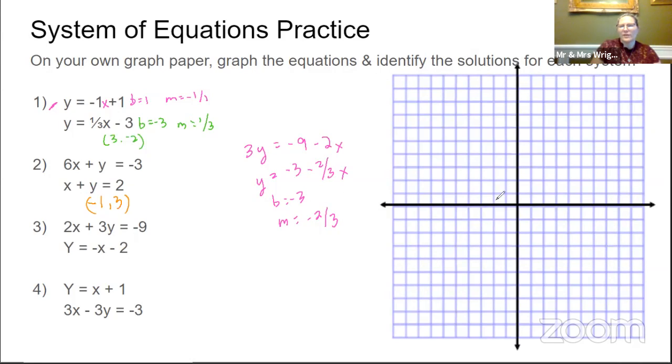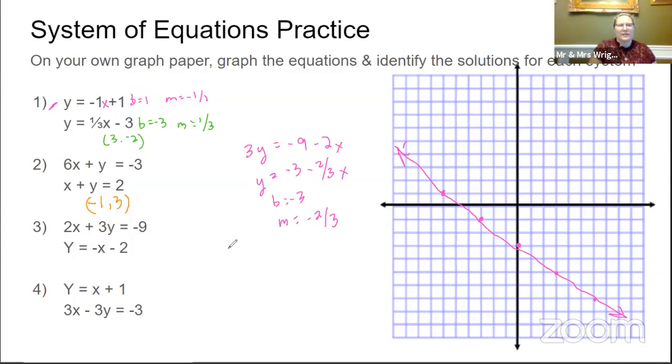So let me go ahead and graph that while I have it up. 3 is here. -2/3: down 2 to the right 3, and I can also go up 2 and to the left 3. All right, so this is approximately my line. It looks kind of more like a curve, but there you go.